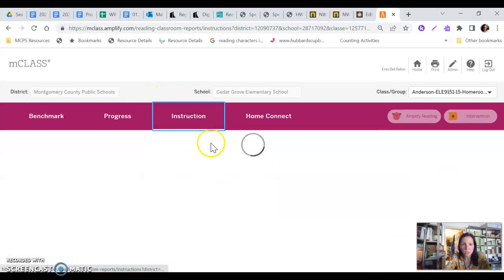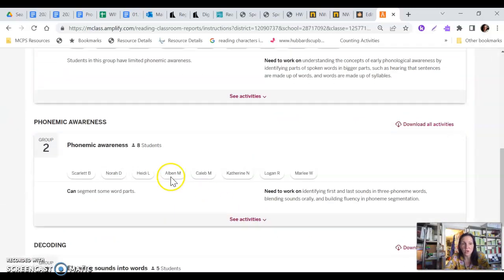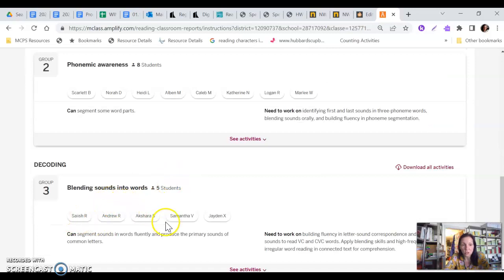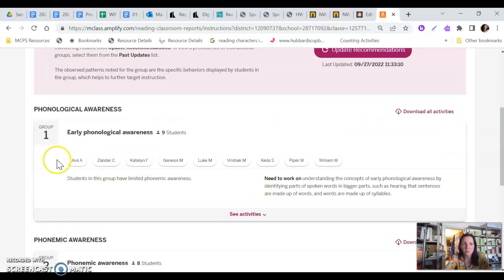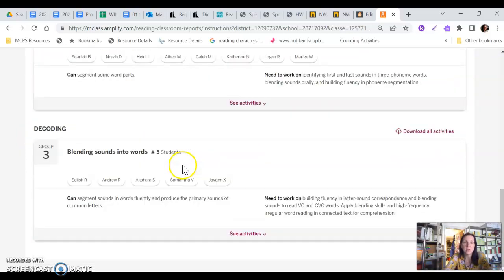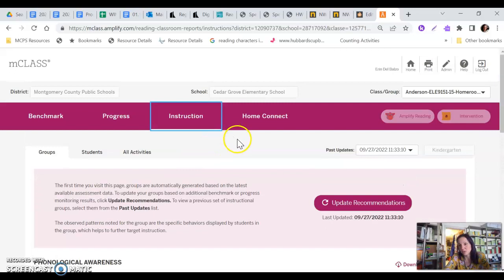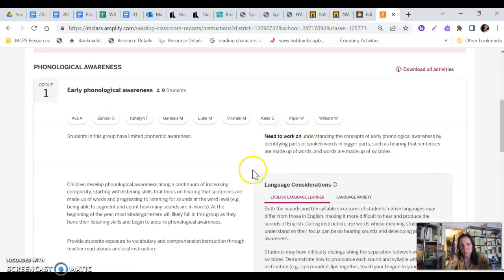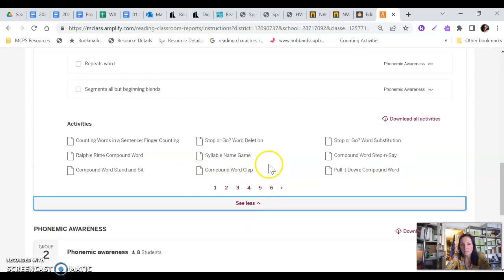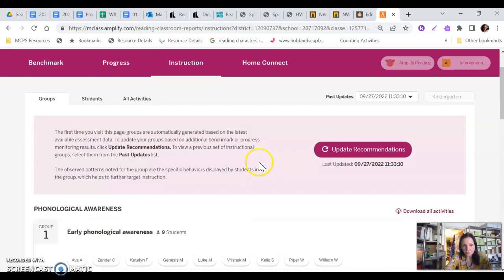Don't forget, you can always go to your instructions tab and look at your updated groups. We now have a decoding group, blending sounds into words. We have a phonemic awareness group, and we can continue to be flexible. We have an early phonological awareness group. We have 3 nice groups here for Miss Anderson's class based on some of the instructional recommendations. So look at the activities through those, and bam, we have some small groups that can potentially be ready to go.